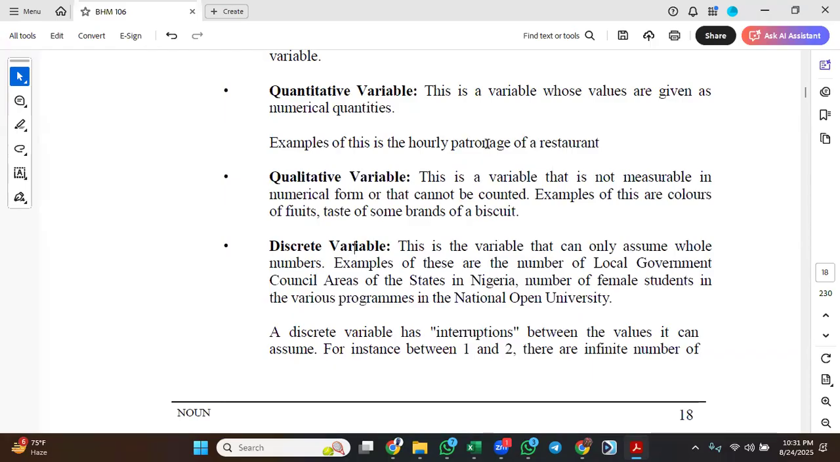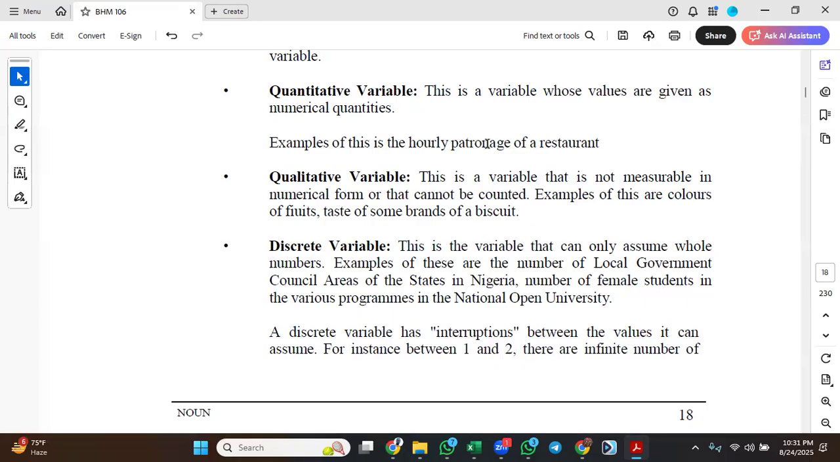Okay. Is a quantitative variable a discrete variable? That is the other version. A quantitative variable, is it also a discrete variable? No. You should follow it very closely.